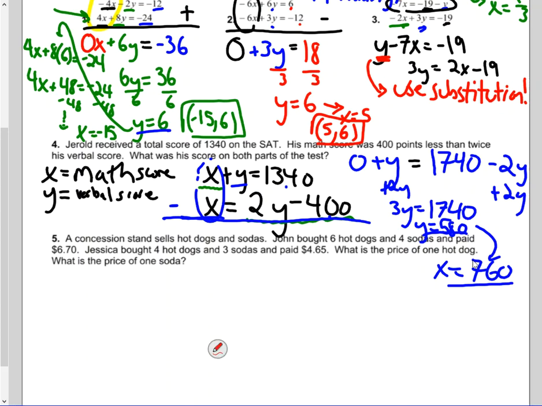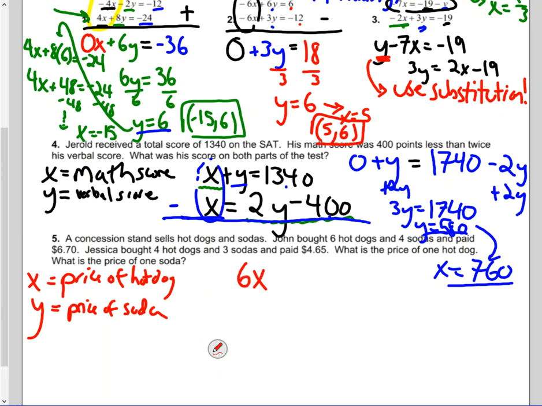So it sounds like we're looking for the price of a hot dog and the price of soda. And let's let this be our x and our y, although we could really choose any variables. We know that John bought 6 of these hot dogs, 6x, and 4 of those sodas, and paid $6.70. Okay, that's a lot of hot dogs and soda. Wow. Jessica bought 4 hot dogs, 4x, and 3 sodas, 3y, and paid $4.65.